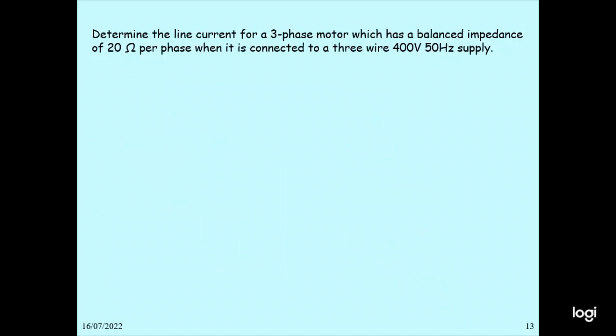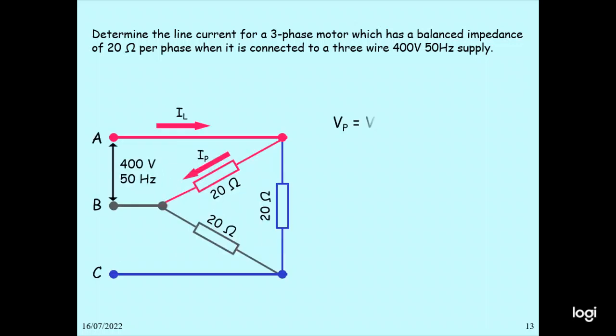The next one is, determine the line current for a three-phase motor, which has a balanced impedance of 20 ohm per phase when it is connected to a three-phase 400 volt 50 hertz supply. So in this case, the line voltage is 400 volts at 50 hertz, and the resistance is 20 ohm connected. We have to calculate the phase current.